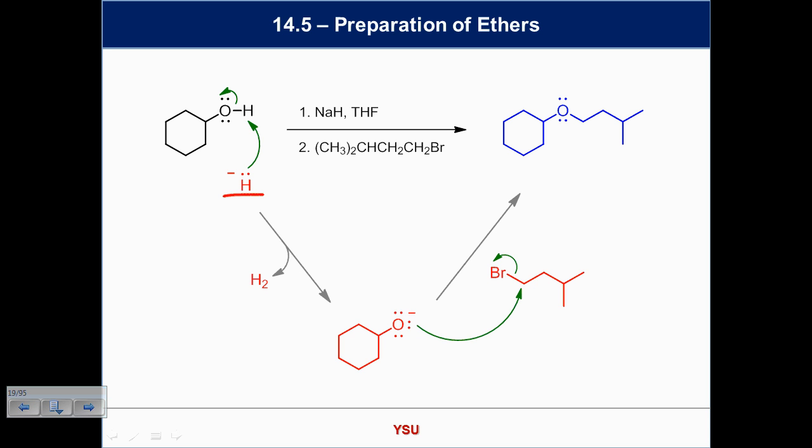Powerful base, any type of alcohol really. Take off the proton. H2 is lost irreversibly, forming the alkoxide nucleophile. Make sure you understand that is now the nucleophile. If you put in some electrophile like this bromide, primary system, you'll kick out the bromide and you end up with a much more elaborate ether.